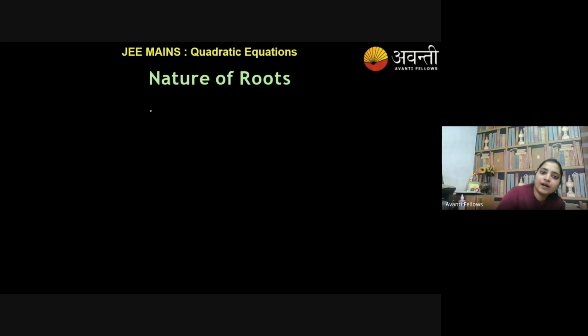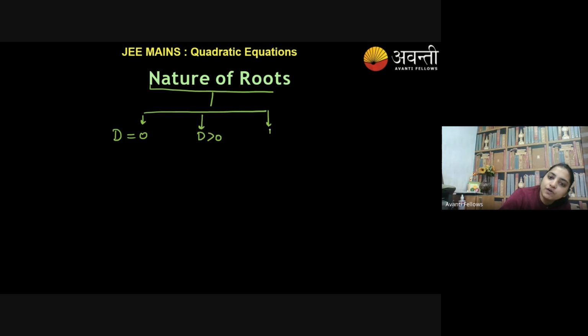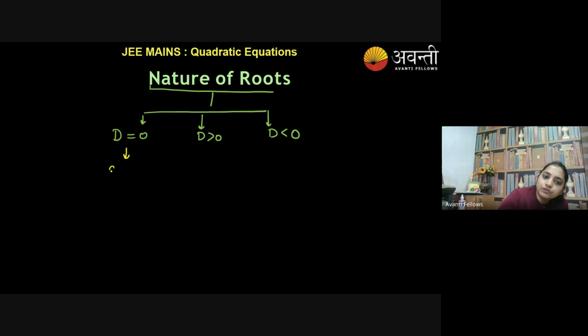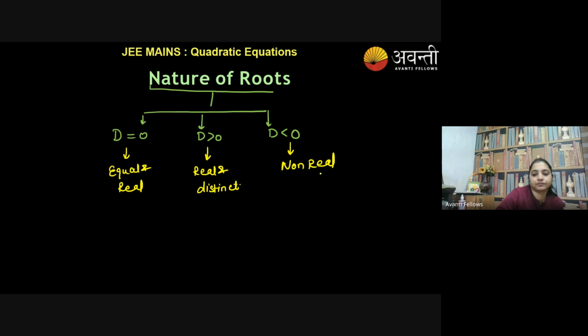So now we are moving ahead with the nature of roots. How many of you already learned in class 10 that we are talking about D? One time D is 0, one time D was greater than 0, and another was D less than 0. When D was 0, we used to say equal and real roots. When greater than 0, you can say real and distinct roots. And when D is negative, we used to say non-real roots. Remember?